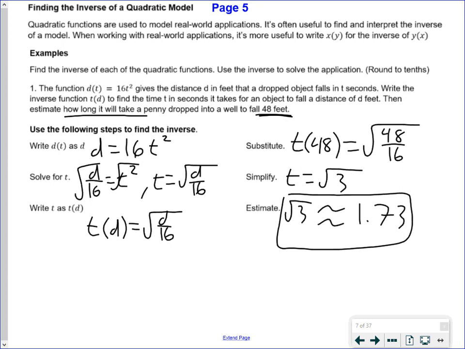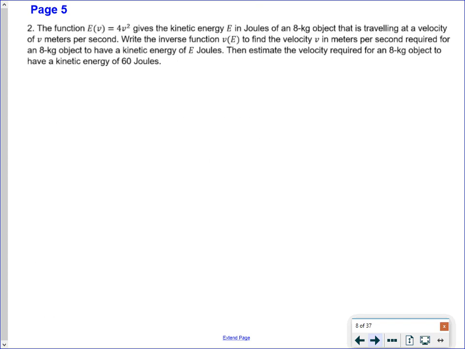So let's keep on going to number 2. We'll work that one out together, and then I'll have you guys do number 3 on your own, and we'll double check your work. So for number 2, we're told the function E of v equals 4v squared. And that gives the kinetic energy E in joules of an 8 kilogram object that's traveling at a velocity of v meters per second.